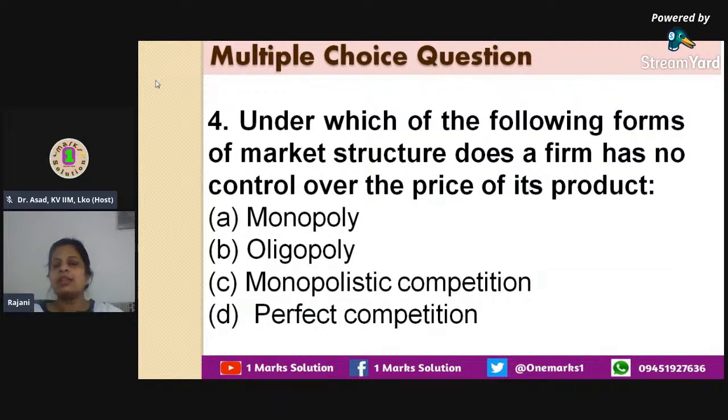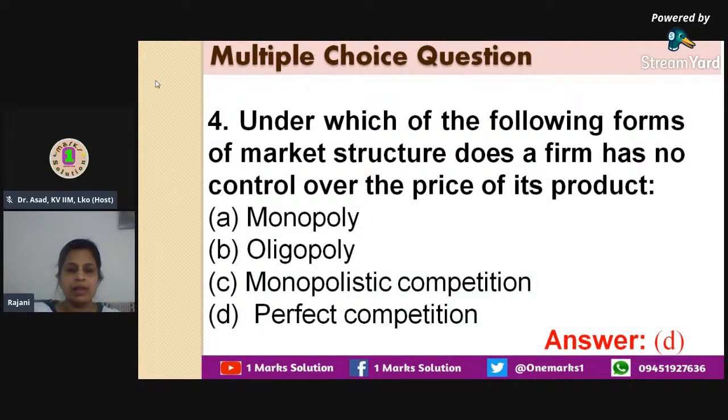And you just see perfect competition. In perfect competition, there are a large number of firms, large number of buyers and large number of sellers, and there is no scope for advertisement or selling cost, and the firm is just following whatever is happening in the market. The firm is a price taker, and the firms together make the industry, because the demand and supply price mechanism decides the market. So there is no control, because whatever the market situation, they are just following. So I think option D is the correct answer. Yeah, this is the correct answer.